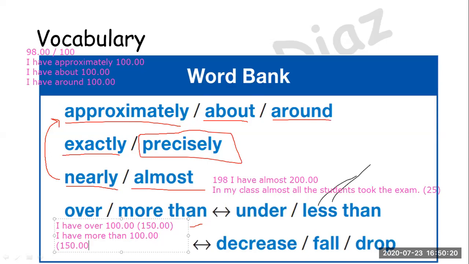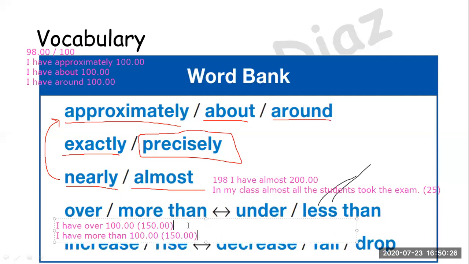And the opposite is under or less. If you say I have under 100, maybe I have 90, 80, something like that.